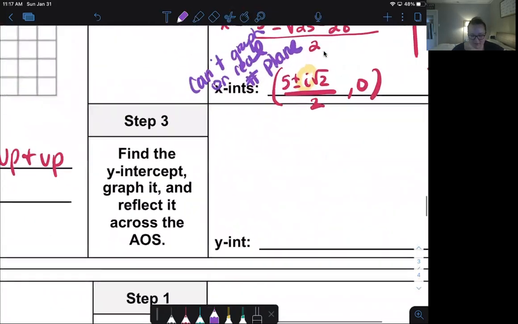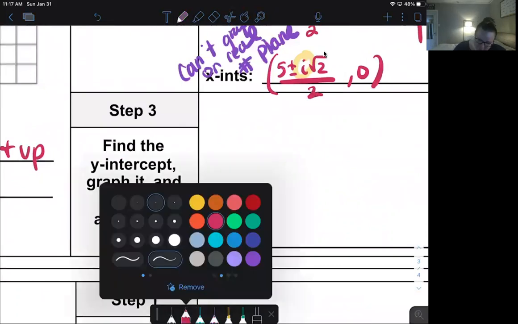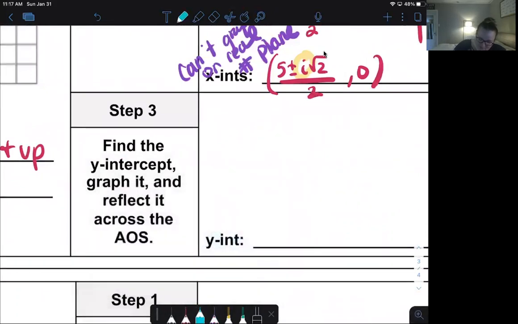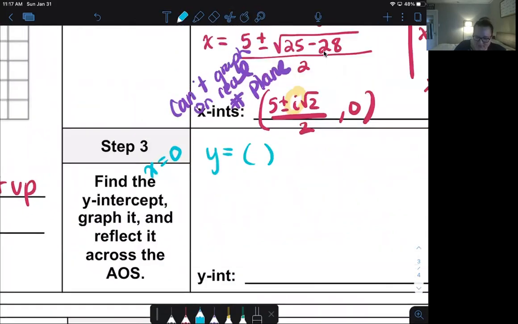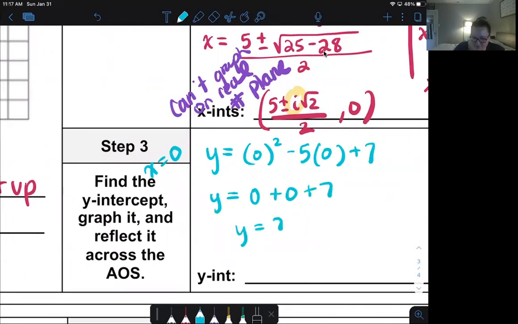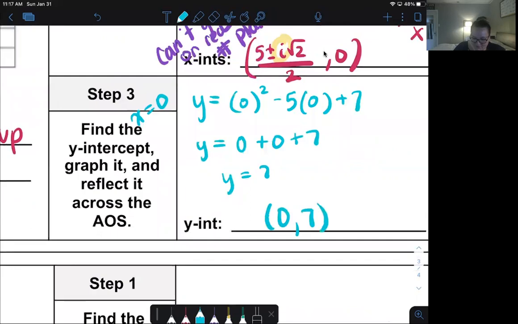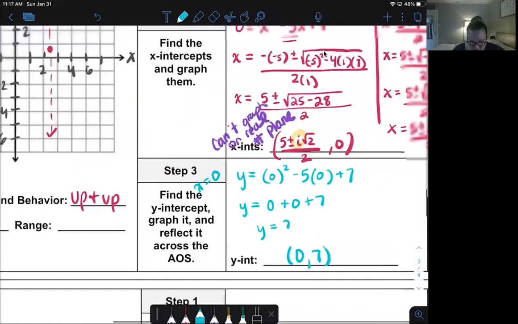All right, now we need to find the y-intercept. Whenever we find a y-intercept, we always use x equals 0. So we're going to have y is equal to 0 squared minus 5 times 0 plus 7, which is 0 squared is 0, negative 5 times 0 is 0, plus 7, y equals 7. So we have the point (0, 7). So let's graph that.